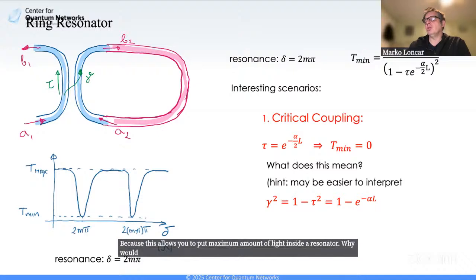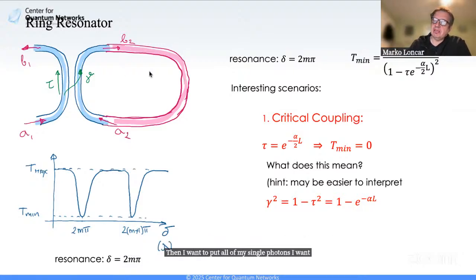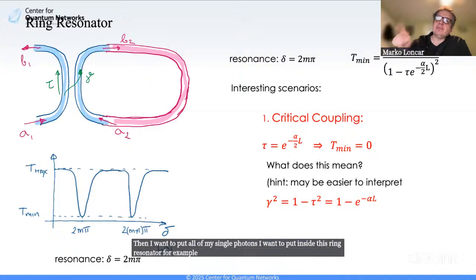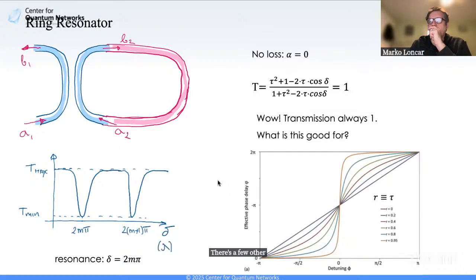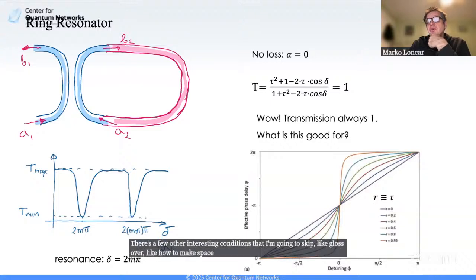If you're making a modulator, this is very powerful. If I want light to interact with an atom, then I want to put all of my single photons inside this ring resonator, for example, so they have maximum chance of interacting with an atom there. There are a few other interesting conditions that I'm going to gloss over, like how to make phase-only modulators, which is very important.